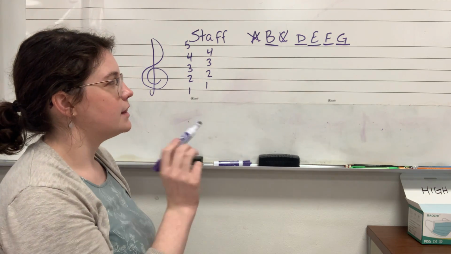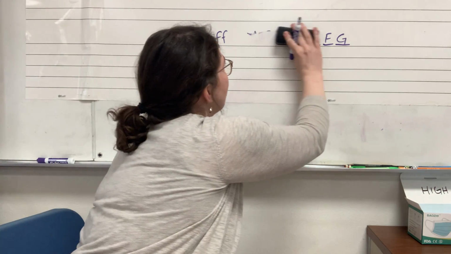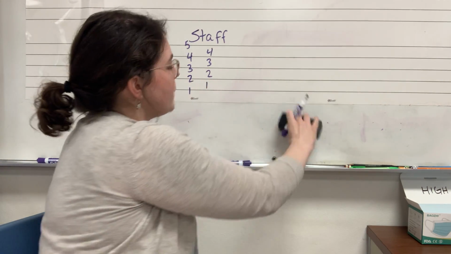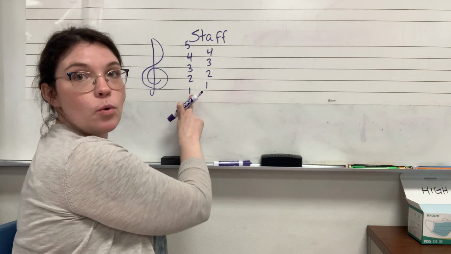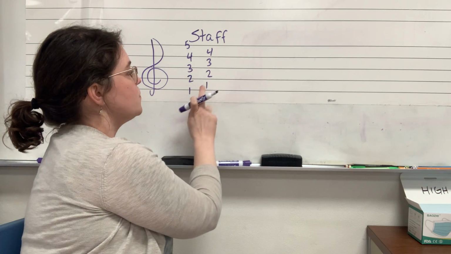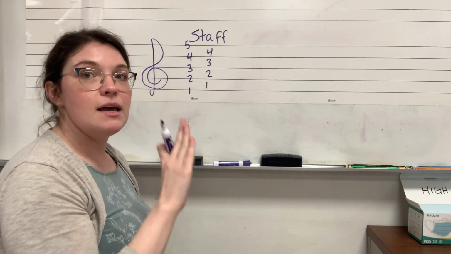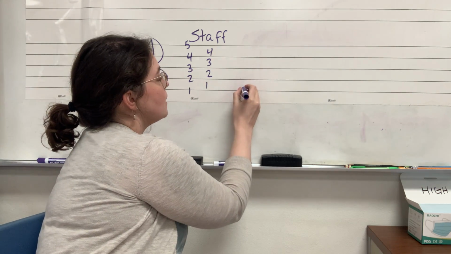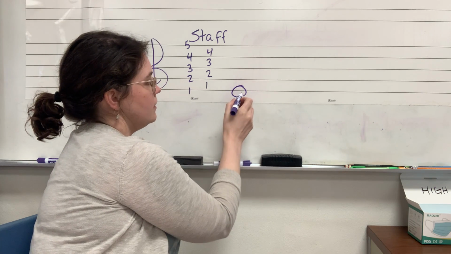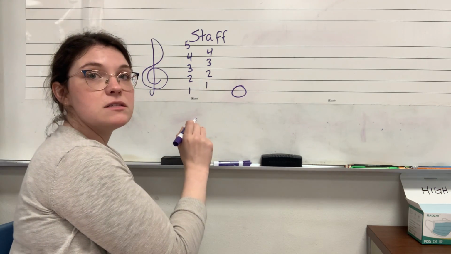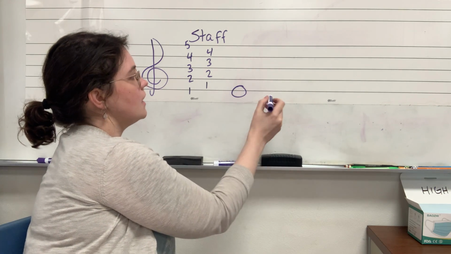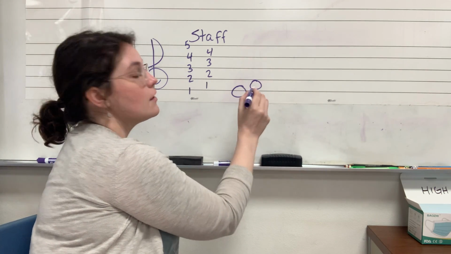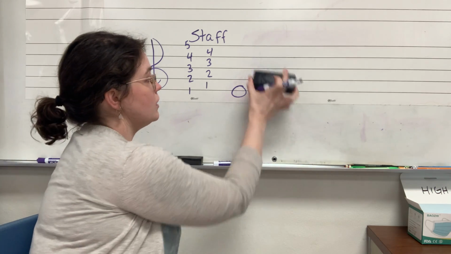So let's get started. Our line notes go from bottom to top. Anytime we're talking about the staff, we like to start at the bottom. Notice how I put the 1 down here and the 5 up here. So we start at the bottom so that everyone's on the same page. I'm drawing a note here. Now is that one a line note or a space note? Hopefully you're thinking line note because it's got a line cutting through it. If I drew one here, that would be a space note because there's no line cutting through it.